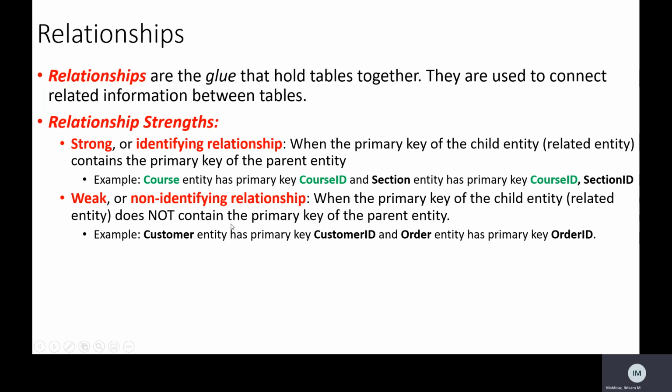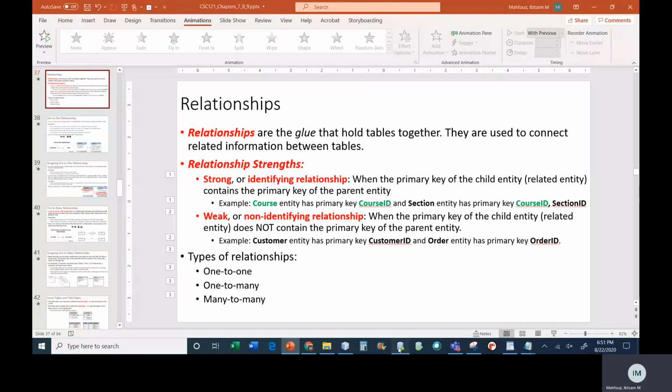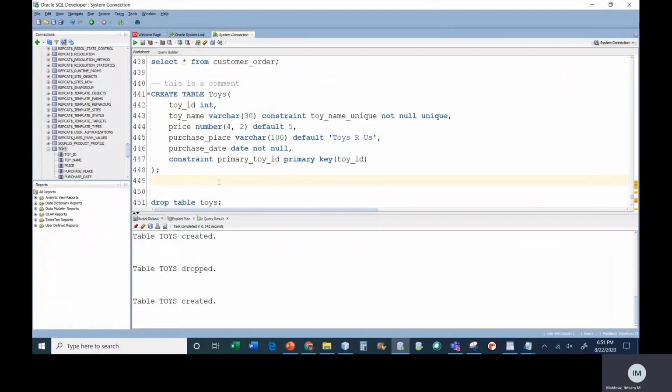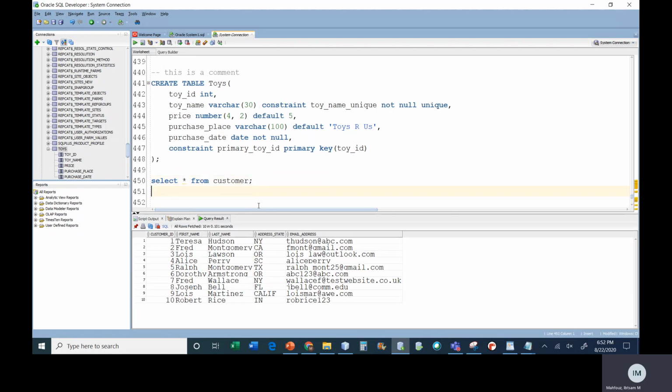Okay. In our tables, the SQL tables that are in our database, the customer table and order table are related. Let's look at the customer table and the order table. So if I say select star from customer, the customer table just contains our customers, and each customer has a customer ID. Now, if I look at my order table, I think it was called customer order.